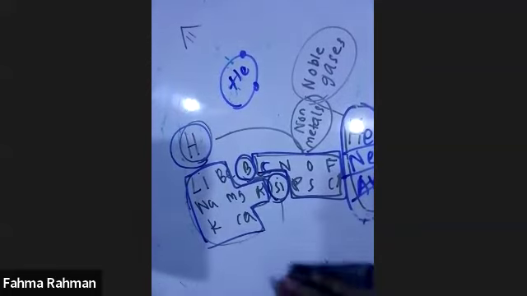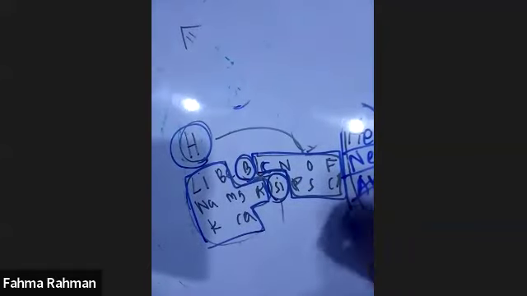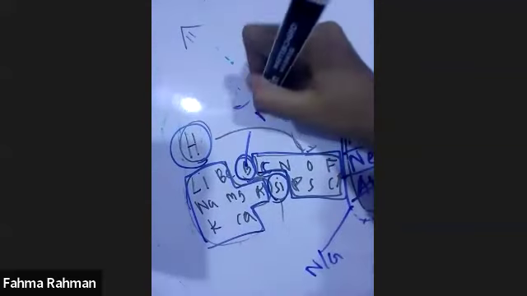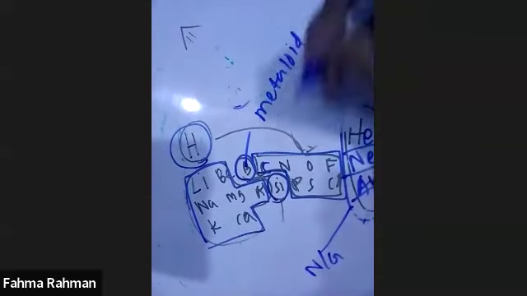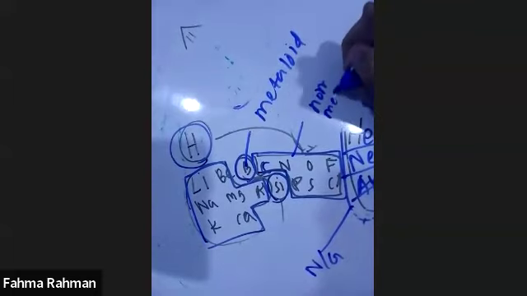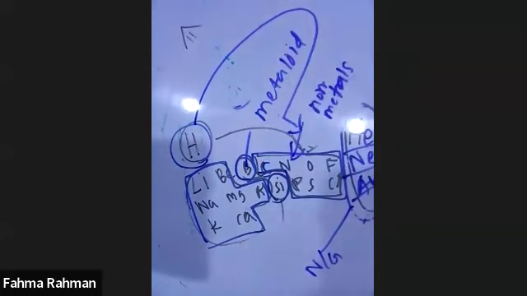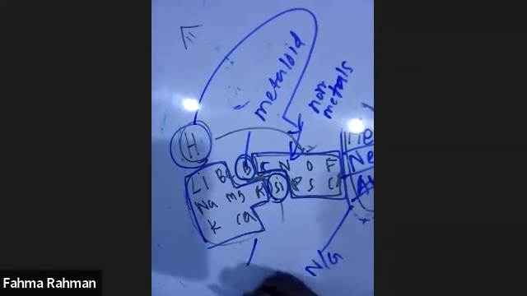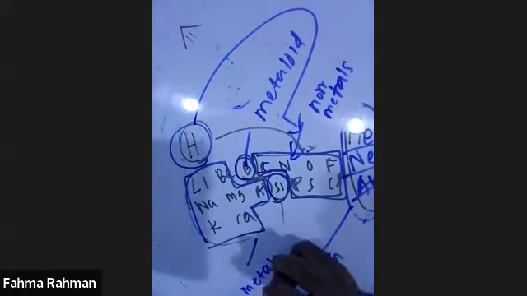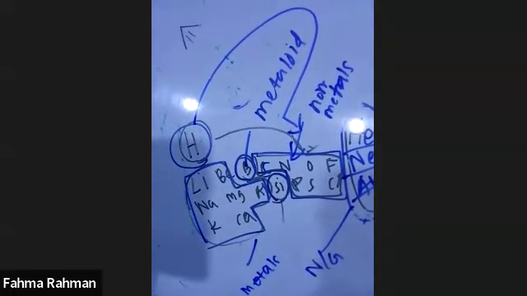So metals, nonmetals, noble gases and metalloids. This is how the periodic table is divided into noble gases, metalloids, nonmetals, and just remember hydrogen is also a nonmetal, and then metals. This is how the periodic table is classified according to metals, nonmetals and metalloids. I hope you understood till that part.